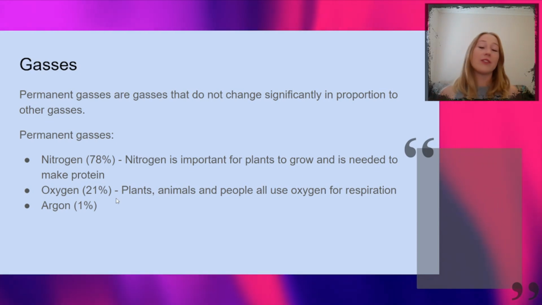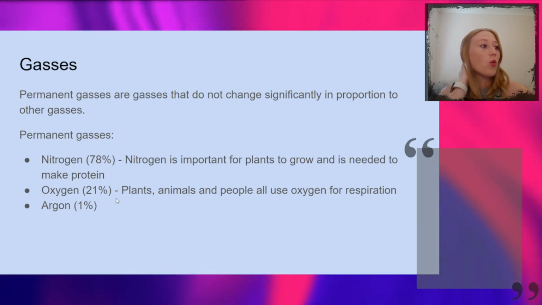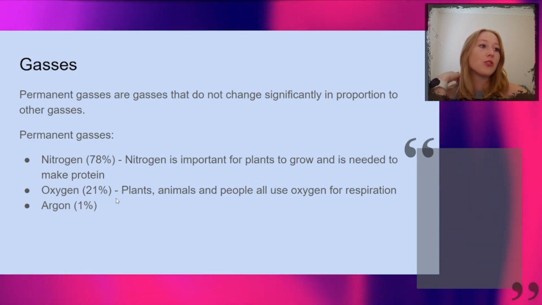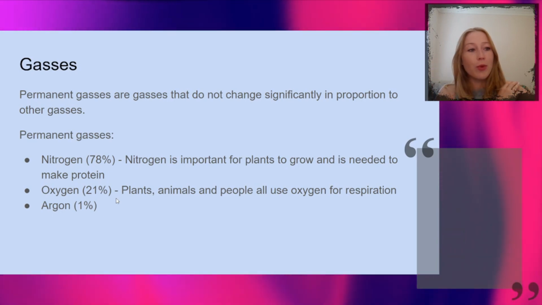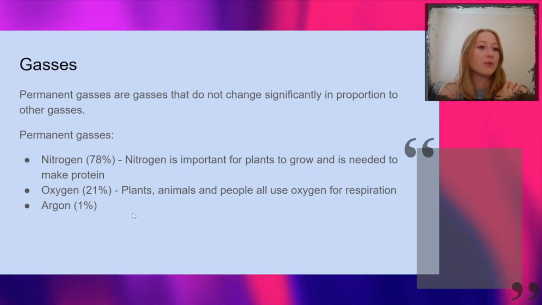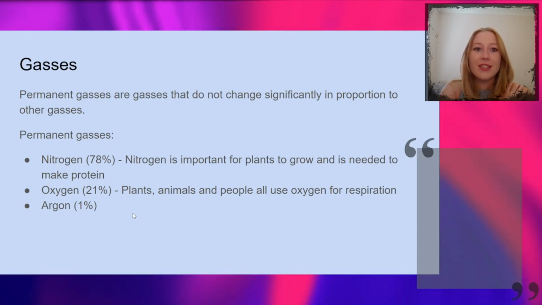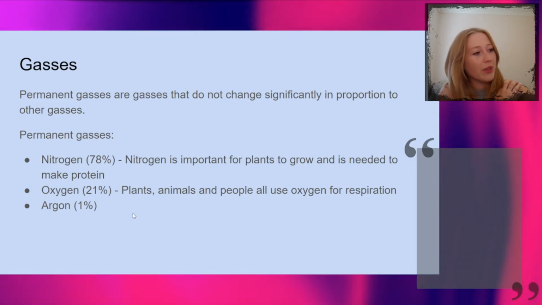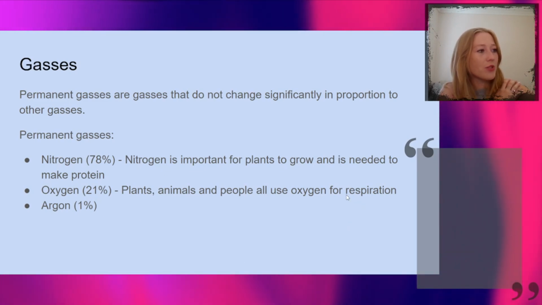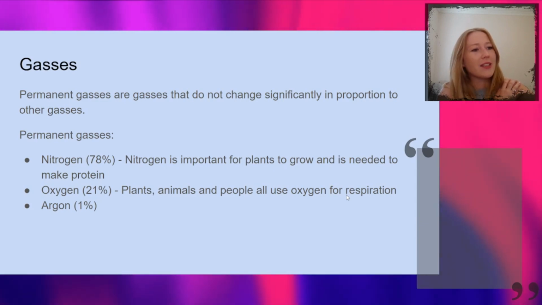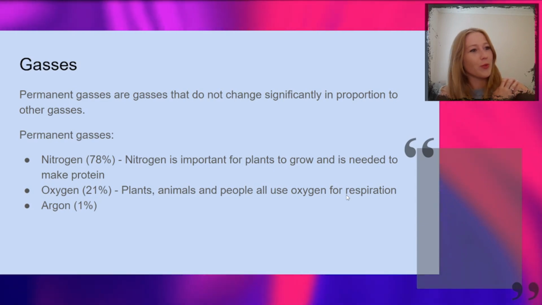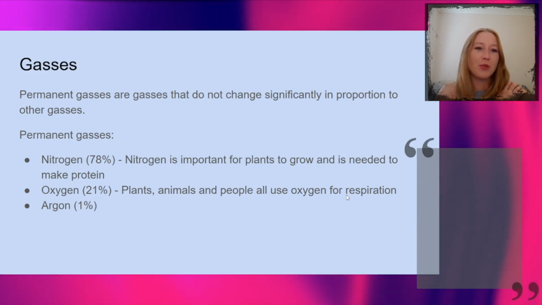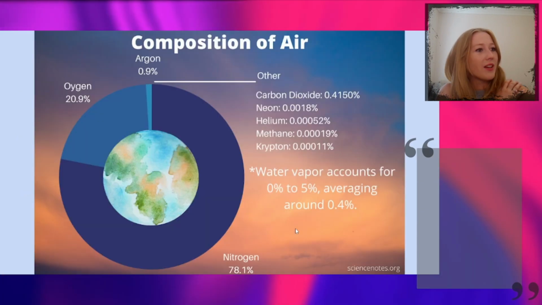So nitrogen, very important part of the atmosphere. All living things, all kind of plants or any kind of tissue need nitrogen to make protein, and oxygen, again, living things need it for respiration. So we breathe, and then plants use it for respiration. And argon, I actually couldn't find a good example of what we use that for. But the first two, very important. We need them to exist.